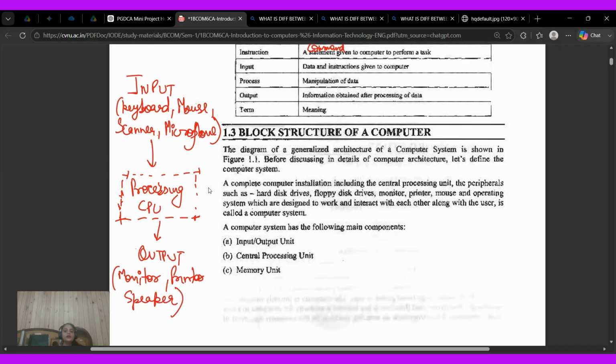So this is all over diagram. Now, block structure of a computer. Suppose you search in Google weather in Delhi. When you type that weather in Delhi, that's the input. Now, when Google or Chrome searches its database because you typed weather in Delhi, the output it gives you is today's weather appears pleasant, or today's weather appears rainy.